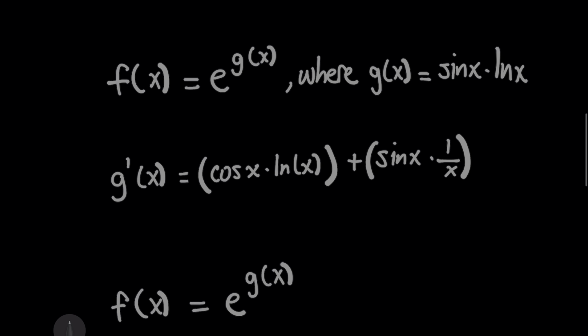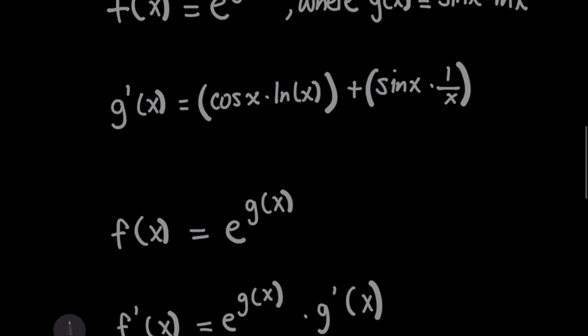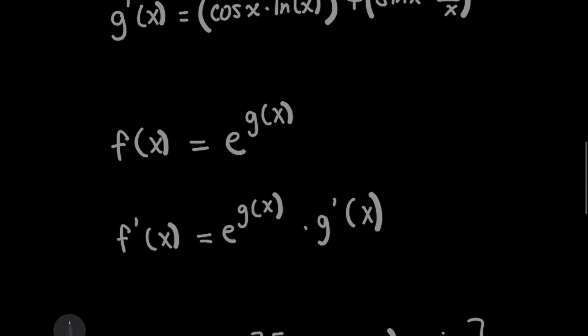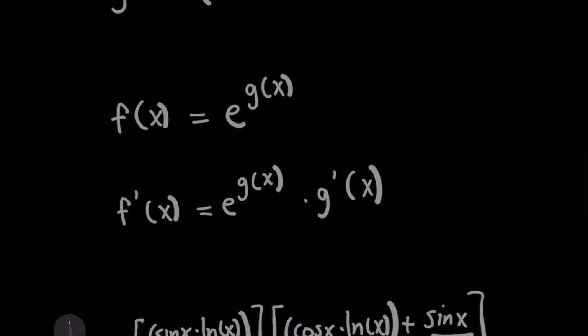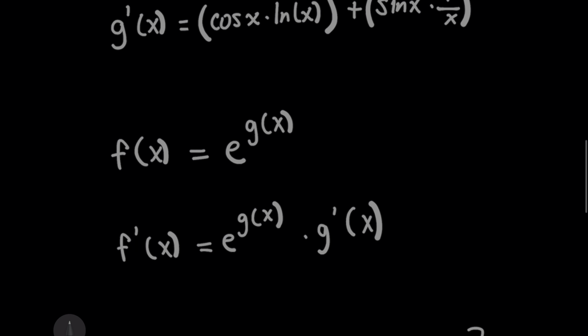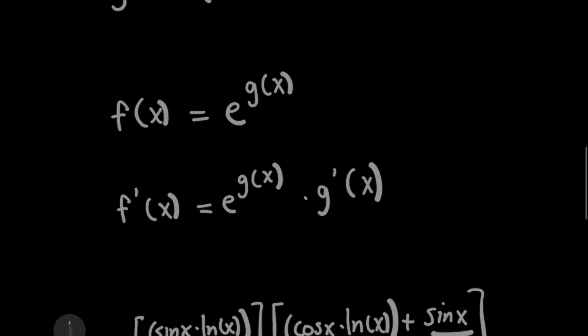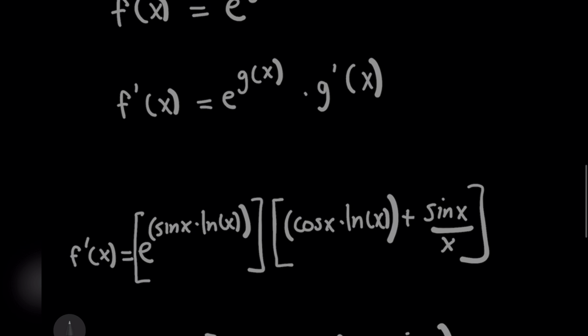Okay, so now that we have g prime of x, because f of x was written as e to the g of x, and we know that f prime of x from the chain rule is e to the g of x times g prime of x, it's time to plug in everything because we just found what g prime of x is. So on the left-hand side here, this is going to be your e to the g of x, and then the right portion is going to be the g prime of x that we found above.